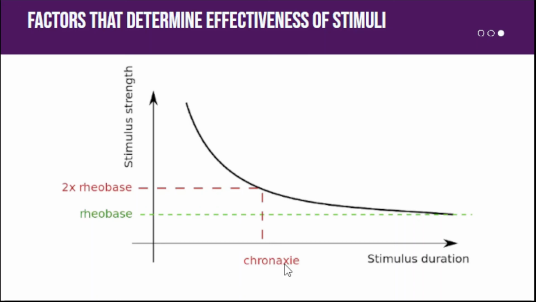This means that no matter how long you stimulate a nerve, if the strength of the stimulus is below rheobase, it will not generate an action potential. And if the stimulus you give the nerve is at exactly rheobase, it will take a long time before you get a response. But if you double your rheobase, you will be able to get your chronaxy, and that is a shorter amount of time to get a response.